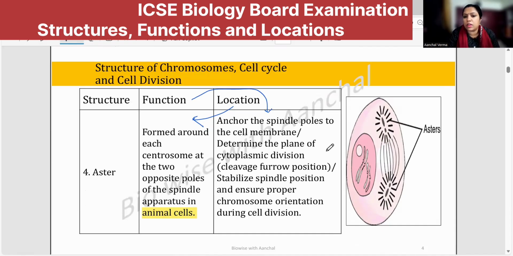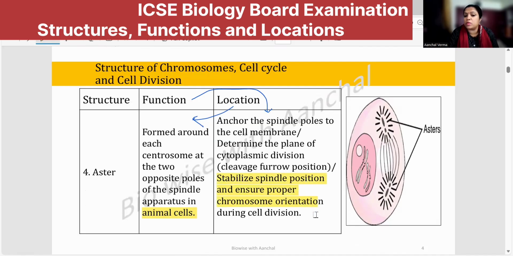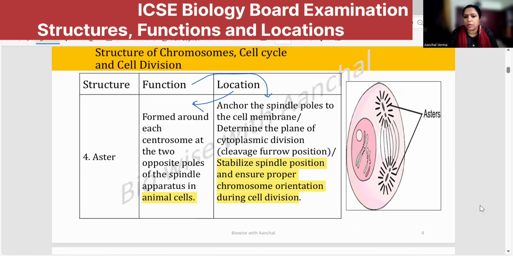So anchor the spindle poles to the cell membrane and determines the plane of cytoplasmic division. It also stabilizes the spindle position and ensures proper chromosome orientation during cell division. This is the function of asters. Generally, you should know what asters are. In animal cell it is very important.